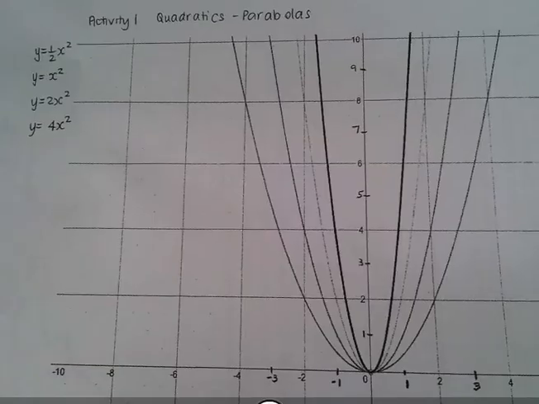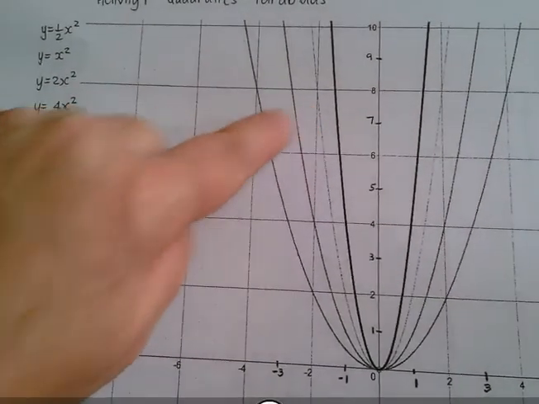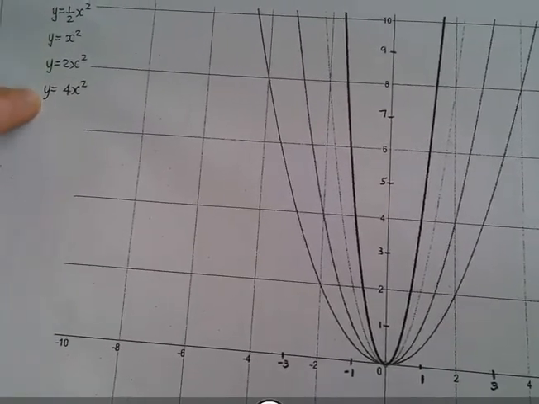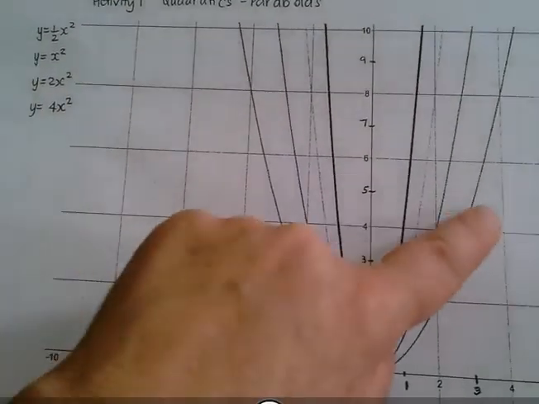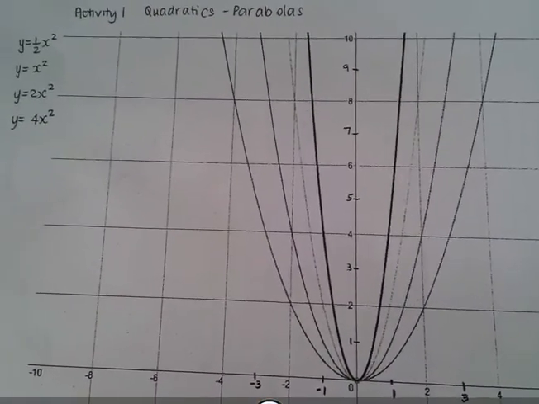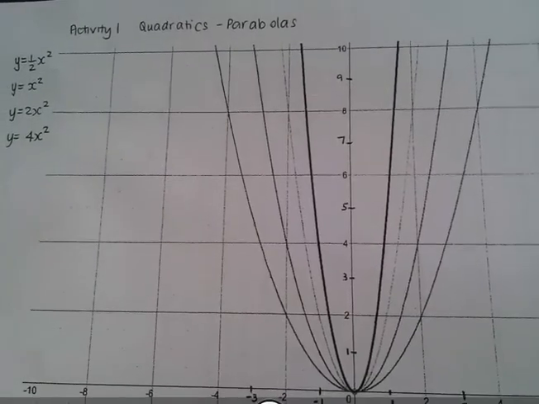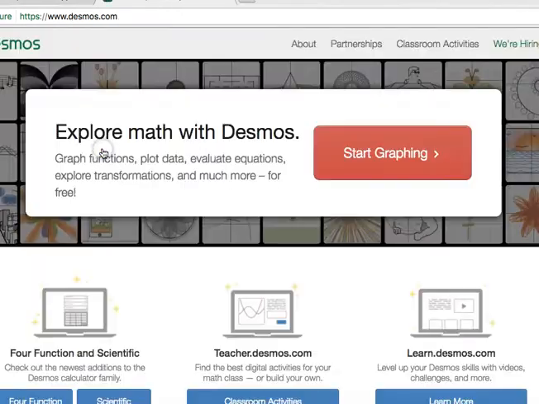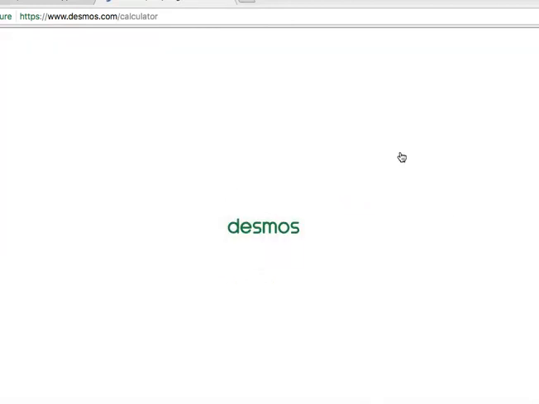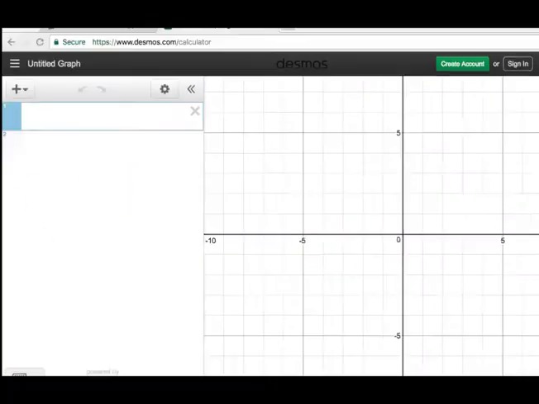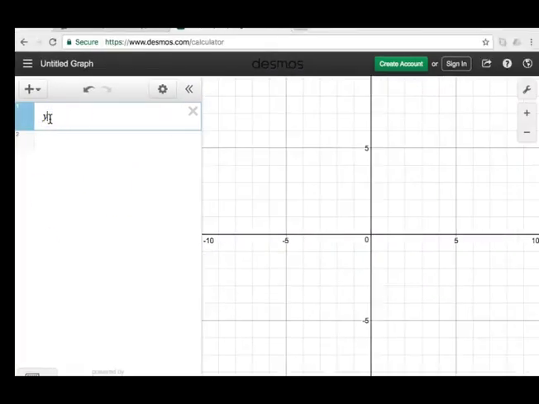All right? 4 different graphs here. One of them you can't see very well. Y equals half x squared, 2x squared, and y equals 4x squared. And we're going to label these 4 graphs and we're going to colour them in, but I'm going to use Desmos, beautiful free maths, and start graphing. Not GeoGebra, but Desmos. And we're going to put those 4 graphs into Desmos. Use a table of values. So we're going to use Desmos first.